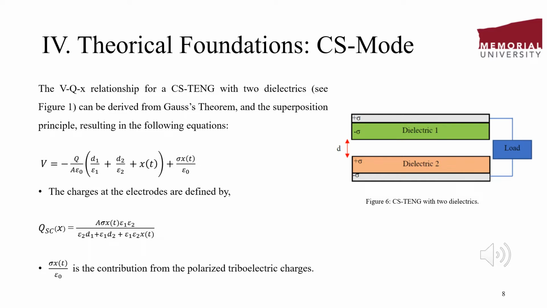Using Gauss's theorem, we can obtain the V-Q-x relationship for the triboelectric nanogenerator that is shown on the slide. And from here, we can obtain an equation that shows the buildup charge at the electrodes. We can see from this equation that the charge at the electrodes increases in proportion to the surface charge density that is generated by the triboelectric layers. It also increases in proportion to the surface area of the electrodes and in proportion to the relative permittivity of the triboelectric layers.